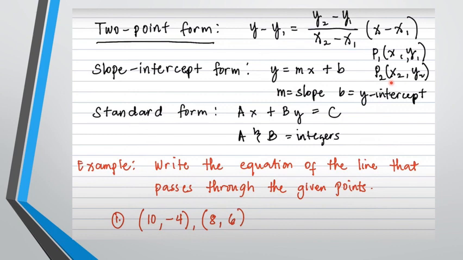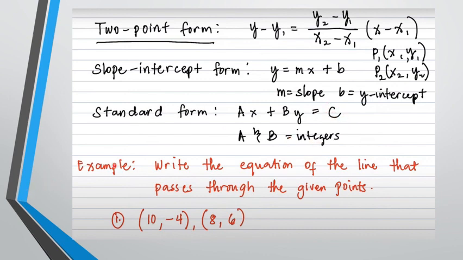Next is the slope-intercept form: y equals mx plus b, where m is the slope and b is the y-intercept. We also have the standard form, ax plus by equals c, where a and b are integers and c is a constant.